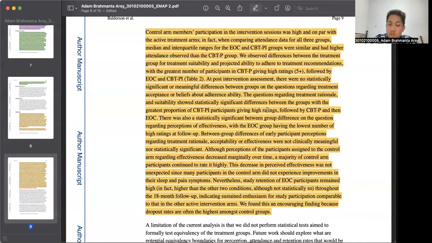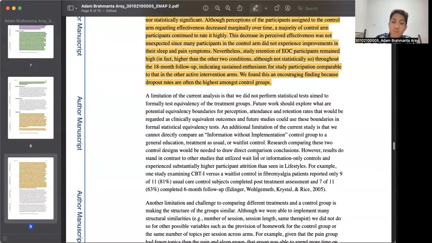This decrease in perceived effectiveness was not unexpected since many participants in the control arm did not experience improvement in their sleep and pain symptoms. Nevertheless, study retention of EOC participants remained high throughout the 18 month follow-up, indicating sustained enthusiasm for study participation comparable to that in the other active intervention arms. We found this an encouraging finding because dropout rates are often the highest among control groups.